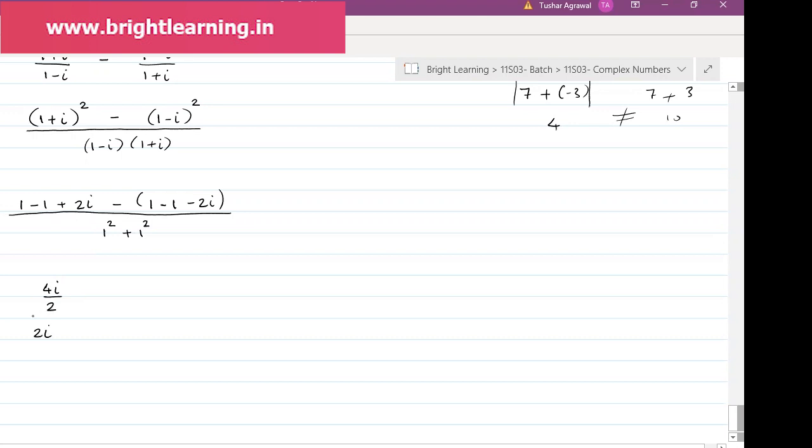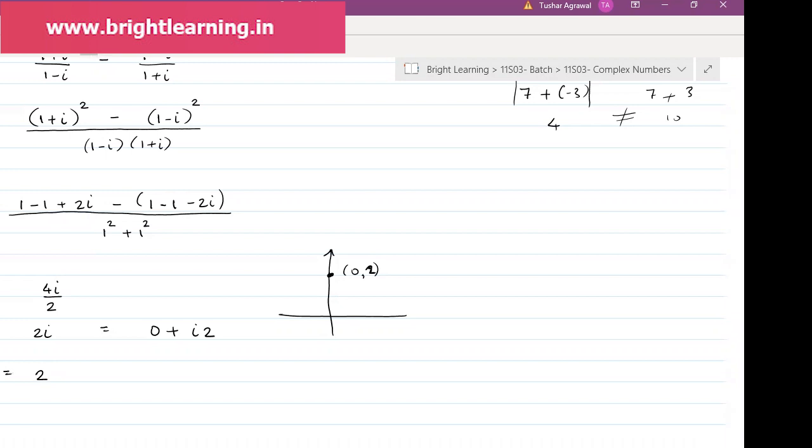Simply 2 times i. So what is the real part? The real part is 0 and the imaginary part is 2. The representation on the Argand plane is something like this. This point (0, 2). What is its distance from the origin? The distance from the origin is 2 units. The magnitude of z is equal to 2. Okay. Yes, sir.